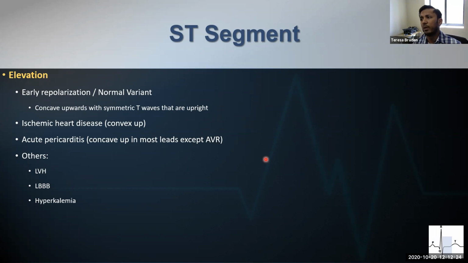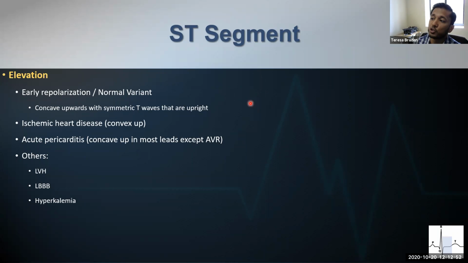So I divided this by elevations, then depressions, and then some of the benign variants. So we have the early repolarization, which is a normal variant. It's going to be concave up, which we'll go to. And you're going to see that the T waves are going to be very symmetric as well as being upright. Ischemic heart disease is going to be different. It's going to be convex up. So when you have concave up, and you're seeing more of the happy face, which I'll have some slides on, versus a convex where you have the tombstone appearance, that is very important to know.